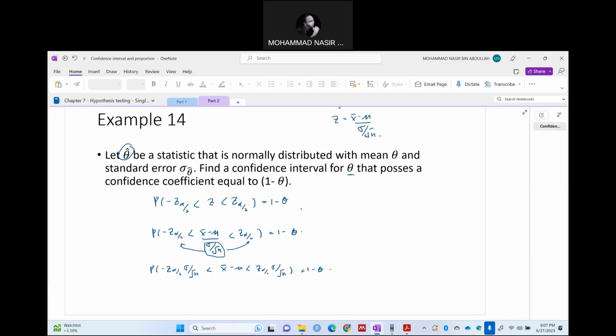And then we bring x bar to both sides, right? And we leave mu in the middle. So probability of x bar minus z alpha divided by 2 sigma over square root of n. Right, that's all. Okay. So this is how we derive the confidence interval from the Z distribution.